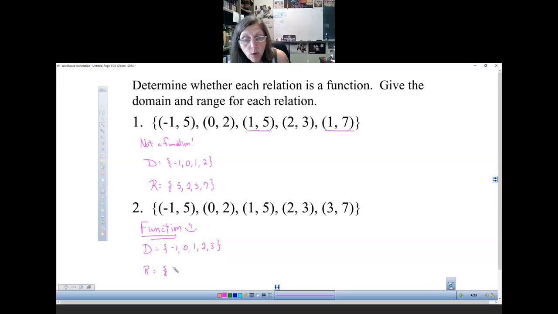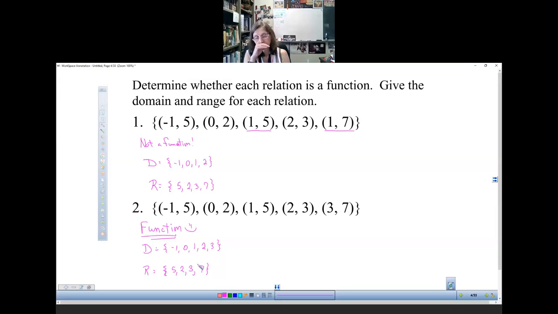The range is the y values, so I have 5, I have 2. Again, that 5 is repeated, but that's not going to affect whether or not it's a function. I just don't write it more than once. And this 3 and the 7. And so those are my domain and my range, and the fact that this is indeed a function.